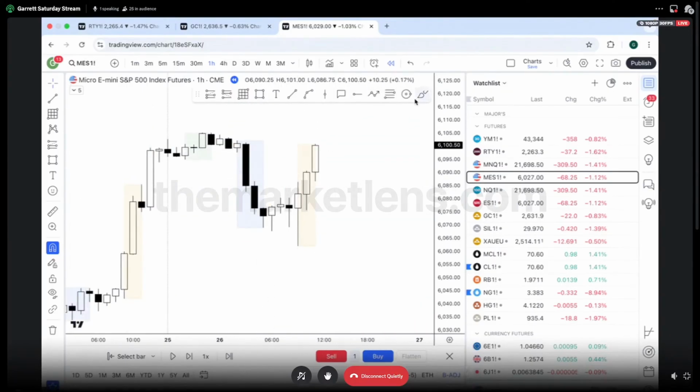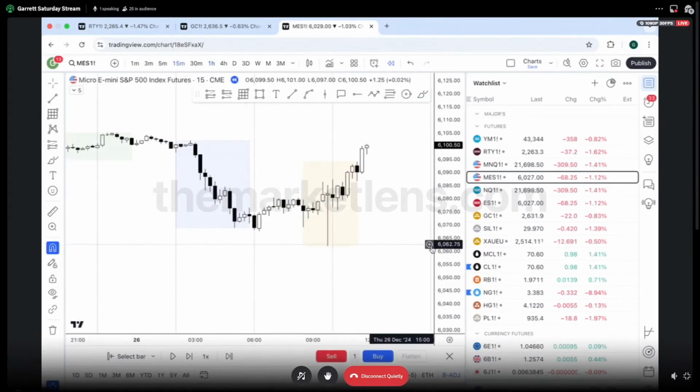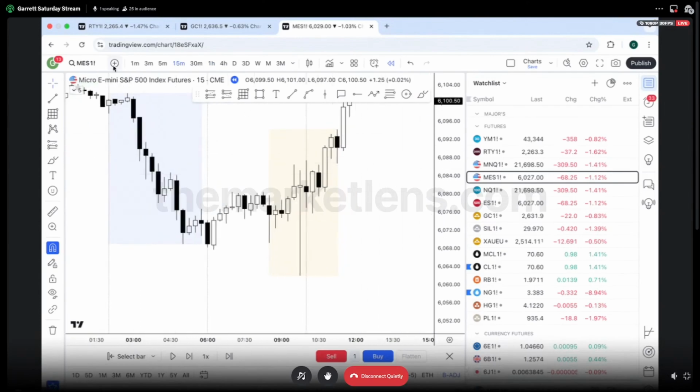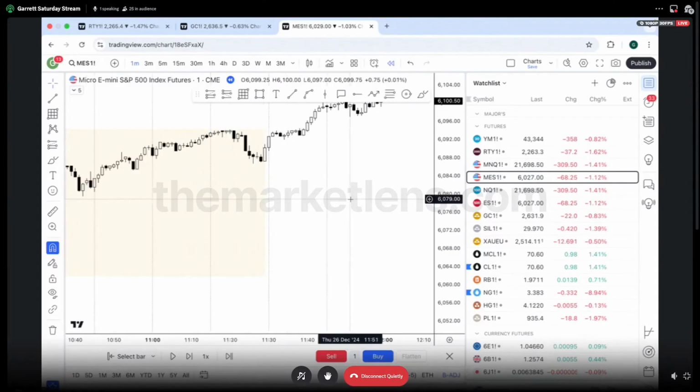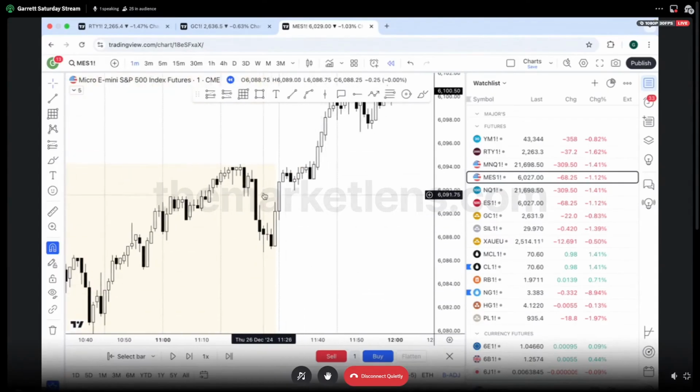And then since I'm expecting expansion after manipulation, this is where I can look for lower time frame continuation signatures with the fractal model. So maybe a 15-minute. I think I did take a fractal model here somewhere, dude. Was it right here? Yeah, it was right here. I took this pretty much right here.